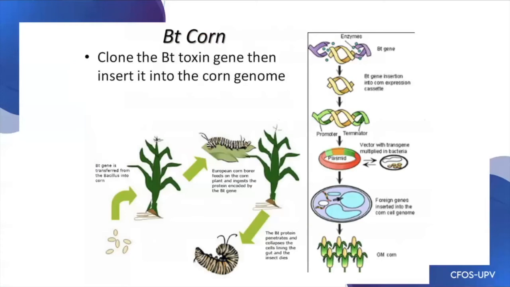Okay, so we have here a BT corn. Ito yung popular na genetically engineered na crop, no? Do you know what BT stands for? So BT stands for Bacillus thuringiensis. No? BT gene is transferred from the bacillus into the corn. And then, ito yung pest, no? Yung European corn borer. And pag kinain niya itong corn, and ma-ingest niya yung protein encoded by the BT gene, mamamatay itong corn borer.